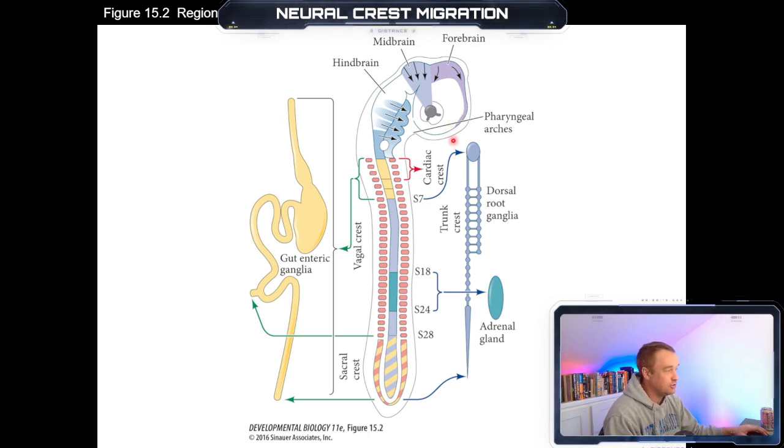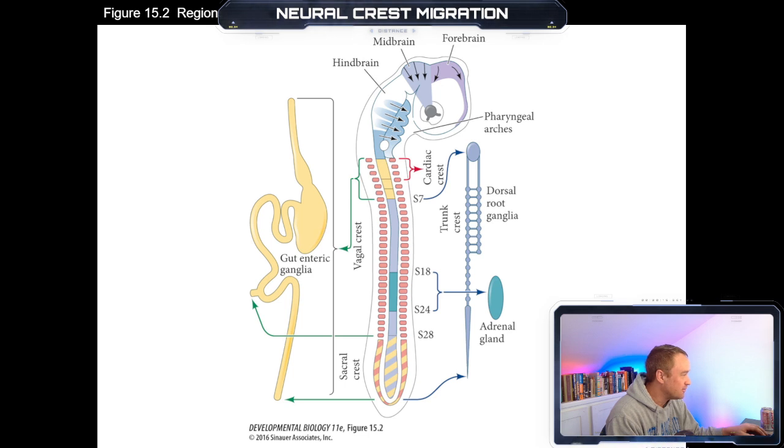The vagal neural crest, which is these top ones right here, and the sacral neural crest, which are the sacral crests down here, form the parasympathetic nerves of the gut. So they go and interact with your gut and control your gut action, so to speak.